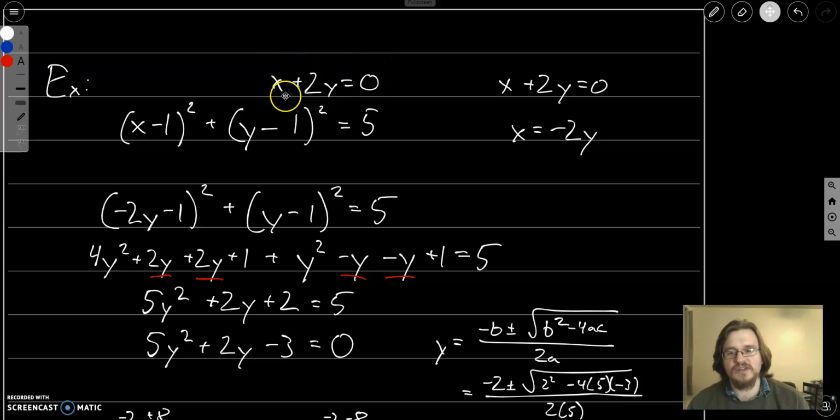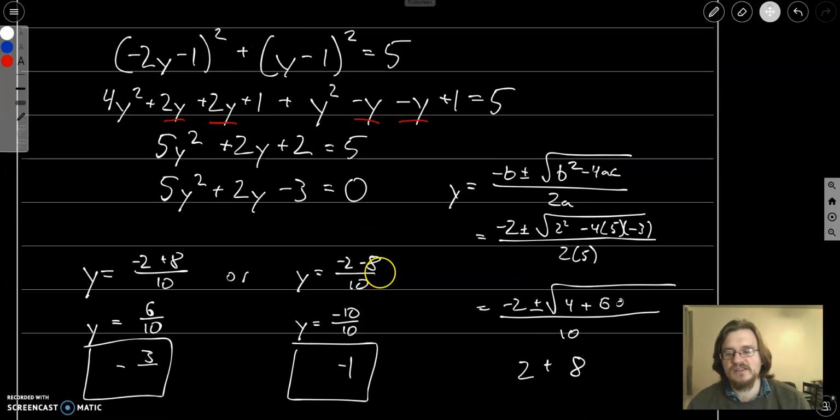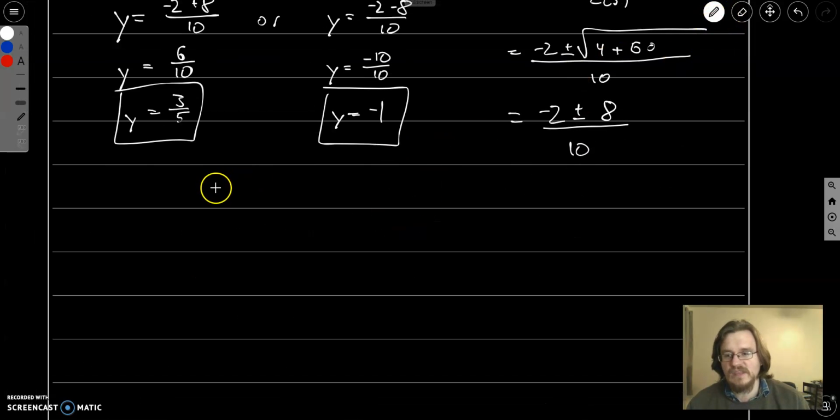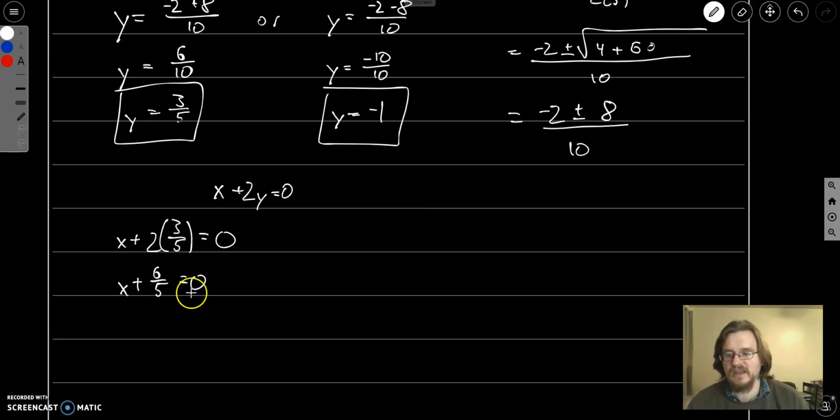Luckily, this top equation is pretty straightforward. x plus 2y is equal to 0. So let's just use that. Let me write that down. x plus 2y is equal to 0. So let's plug in these values and see what x is. So for when y is equal to 3/5, we have x plus 2 times 3/5 is equal to 0. 2 times 3/5, that is 6/5. And if I subtract 6/5 from both sides, we get that x is equal to negative 6 over 5.